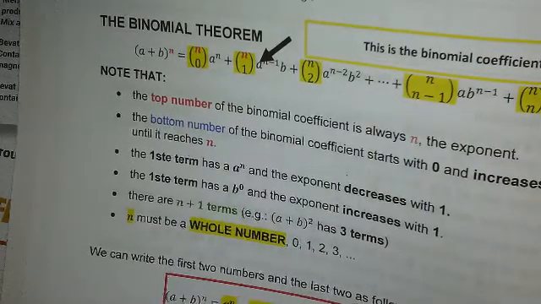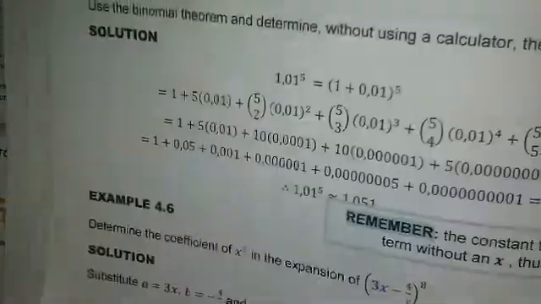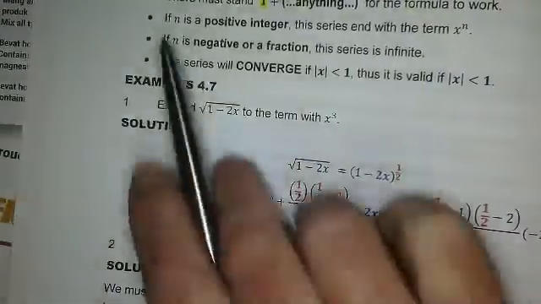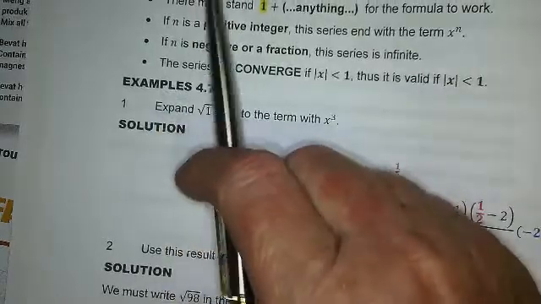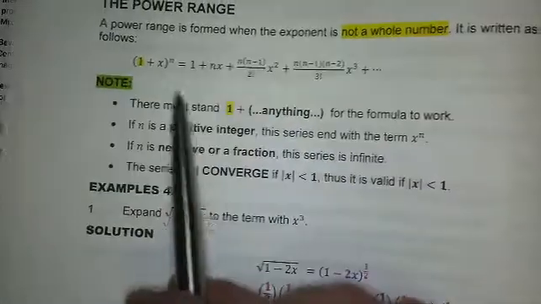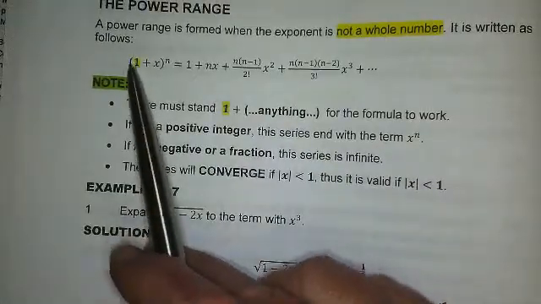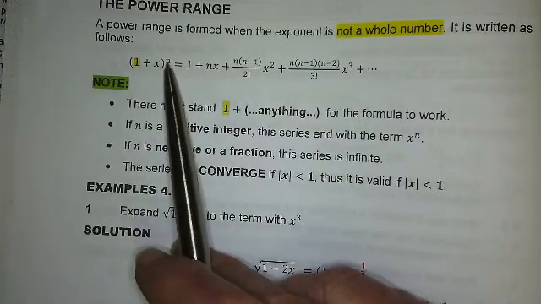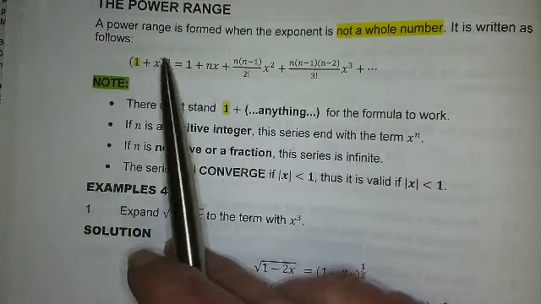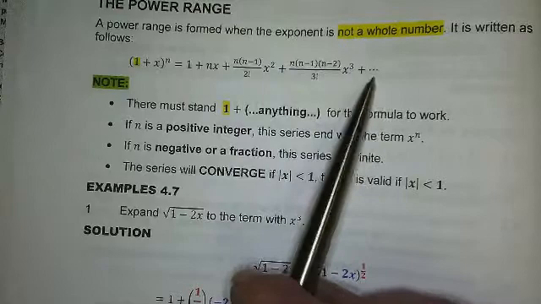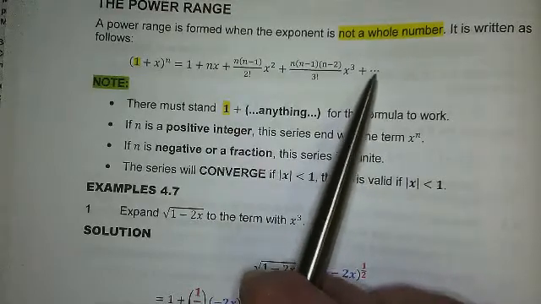Now today we want to do the power range. The difference between the two is that the power range is formed when the exponent is not a whole number, it's a real number. So you will also have your bracket there with the n, but that exponent will be a real number. The second difference is that this one is non-ending, it's infinite. You don't have a last term there.